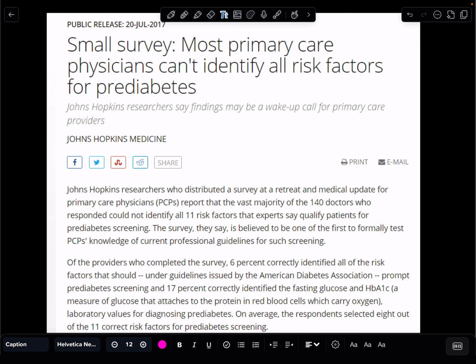Then they gave a survey. And the survey looked at how well they know risk factors for prediabetes, how well they know what the lab values are that diagnose someone as being diabetic or pre-diabetic, and what the management strategies would be. Like if you're going to recommend weight loss, what's an appropriate amount of weight loss? If you're going to recommend exercise, what's an appropriate amount of exercise? Johns Hopkins.